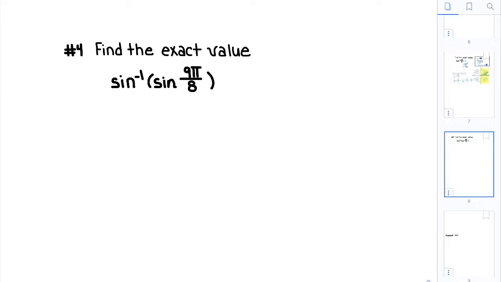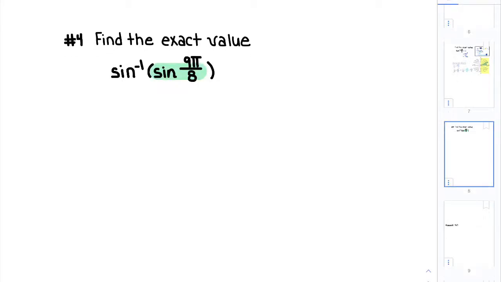Okay, problem number 4. Find the exact value of sine inverse of sine of 9 pi over 8. We're going to start by doing what's inside parentheses first. So we want to find the sine of 9 pi over 8. We want to go to the angle measure 9 pi over 8 on the unit circle, and the answer to sine is the y-coordinate.